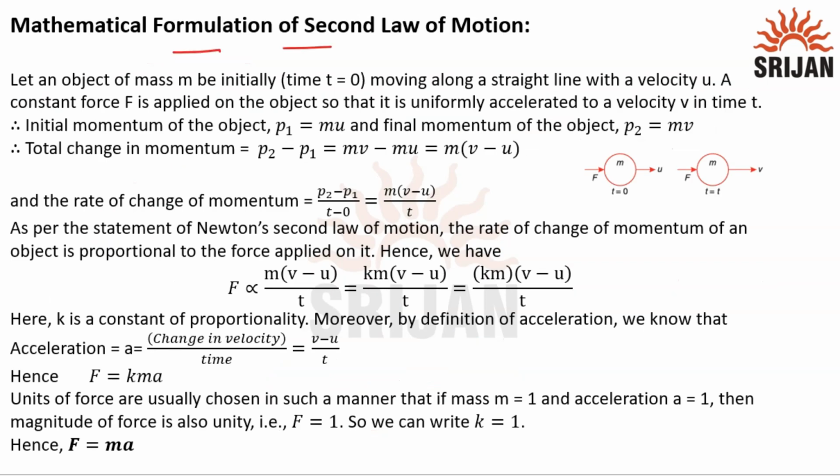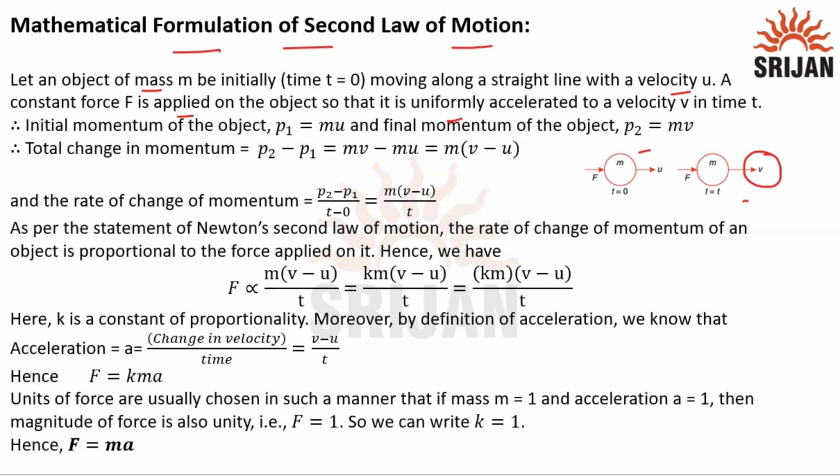Now we will get the mathematical formulation of the second law of motion. So we will take an object of mass m that is moving with the velocity u. It is not at rest, but moving with the velocity u. A constant force F is applied on it so that it is uniformly accelerated. Now it is accelerated to a velocity v at time t seconds.